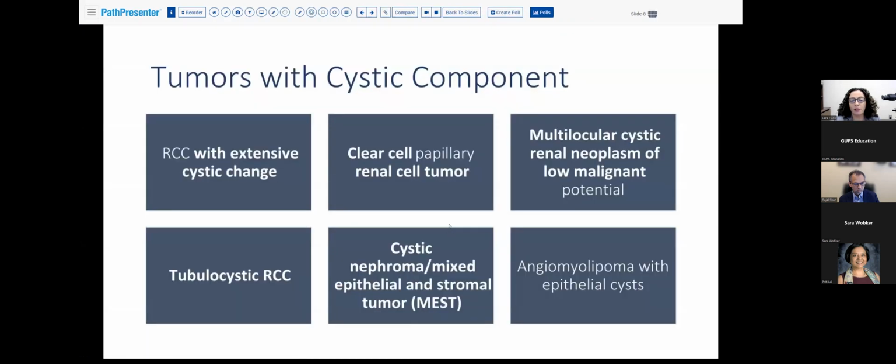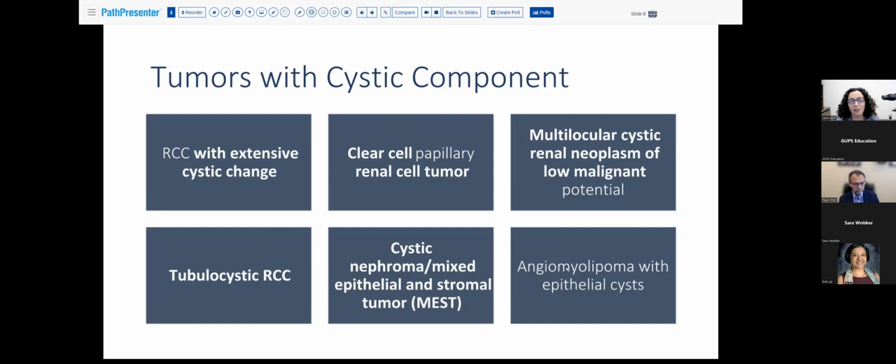So when we think about renal tumors with cystic components, immediately this differential diagnosis comes to mind. We think about cystic neoplasms with clear cytoplasm, tubulocystic renal cell carcinoma, and any renal cell carcinoma really can have extensive cystic change. But the two that would have both an epithelial component as well as a stromal component are the family of tumors we refer to as mixed epithelial and stromal tumors, as well as angiomyolipoma with epithelial cysts.